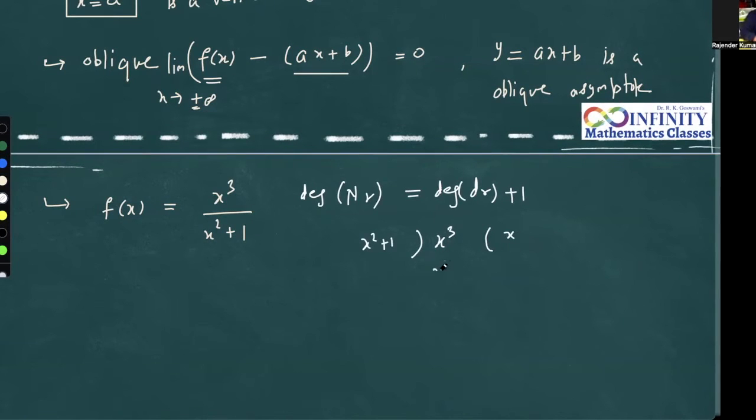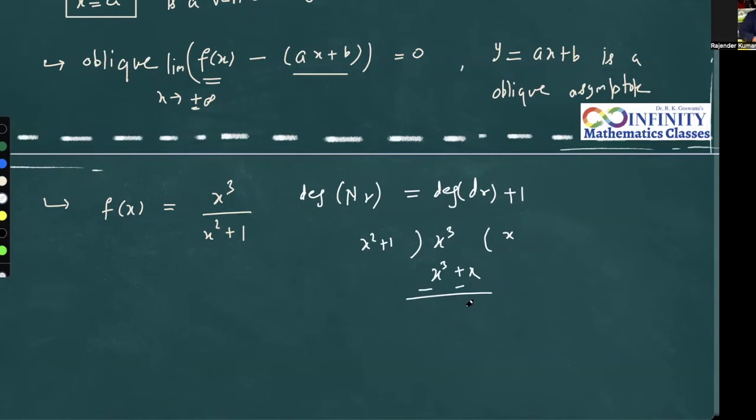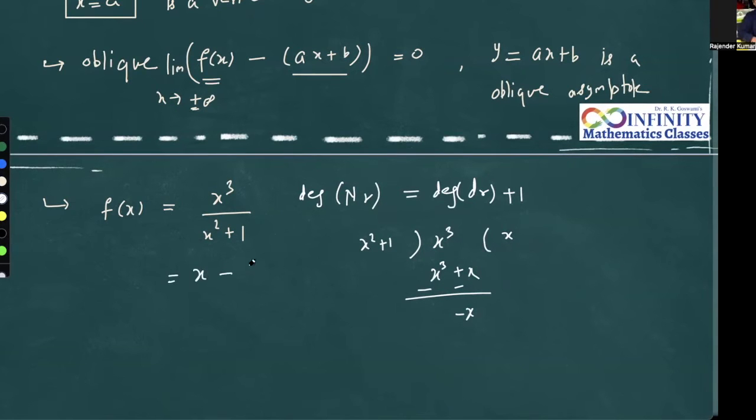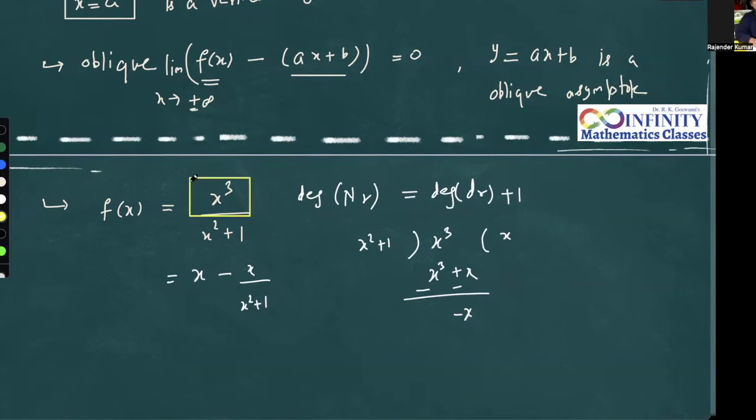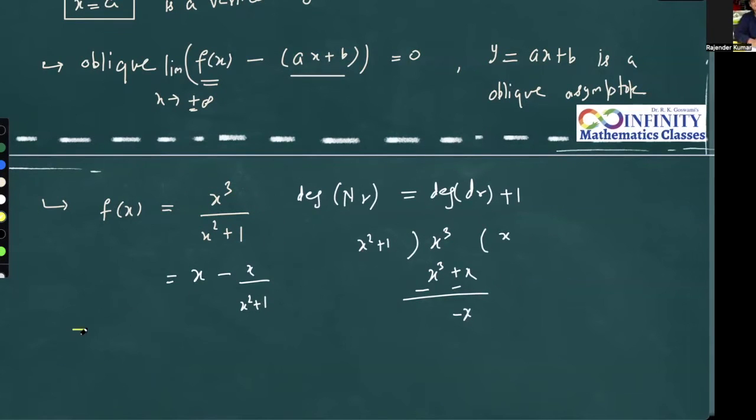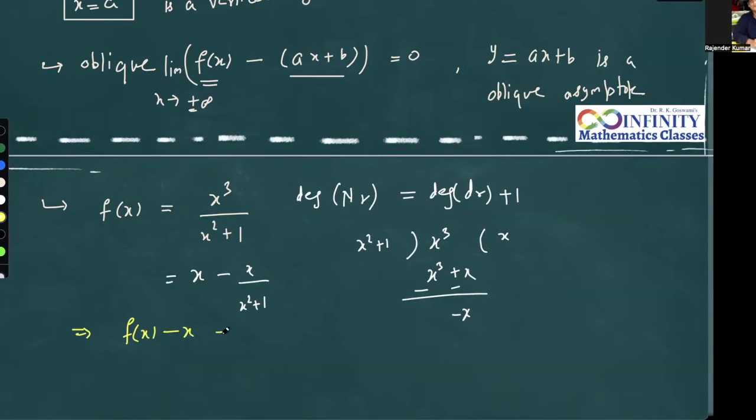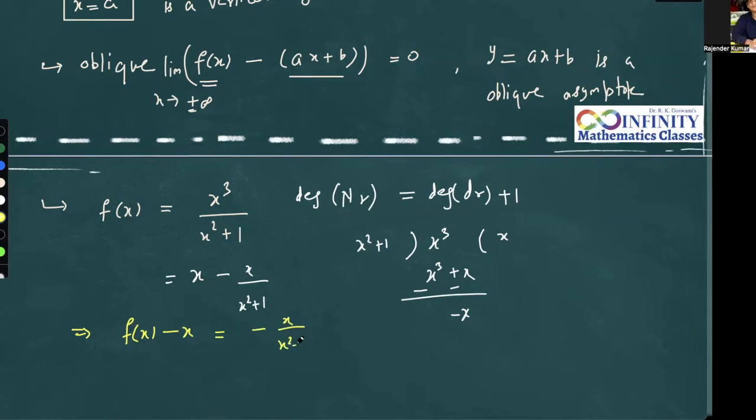So I write x, it is x cube plus x. Subtract them. X cube will cancel out. You will be having negative x. So that means the right hand side can be written as x minus x upon x square plus 1. Do you agree? Just long division. The observation is that the degree of numerator is 1 plus the degree of denominator, and it is a rational function. So just transfer this x to the left hand side. So it is f(x) minus x. On the right hand side, I will be having negative x upon x square plus 1.